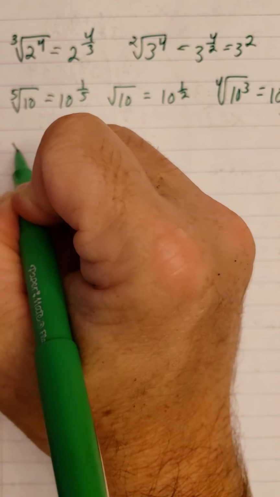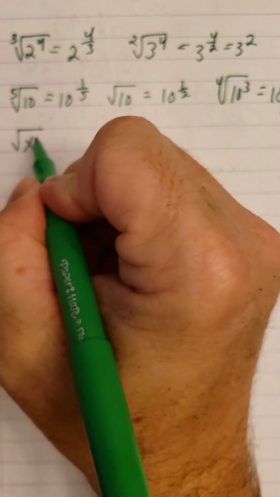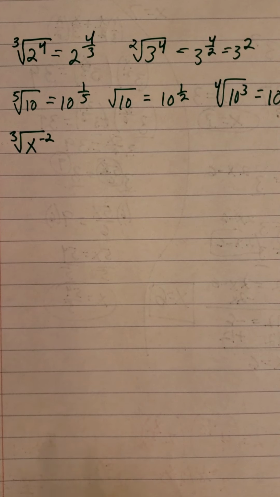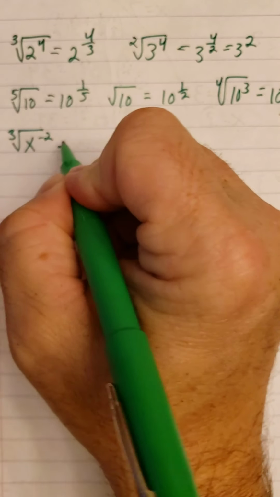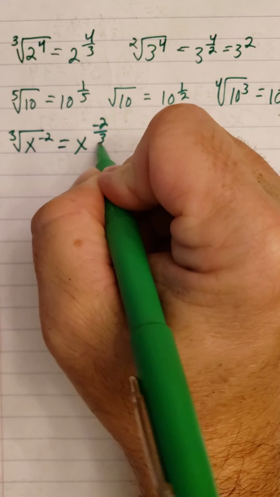Now, the last case you could have would be something like this, where you have x to the negative 2 and you have a 3. So whenever you have a negative, you still follow the same pattern. The difference is you can't ever end up with a negative exponent. So the first step you would do to write this out would be x to the negative 2 over 3.